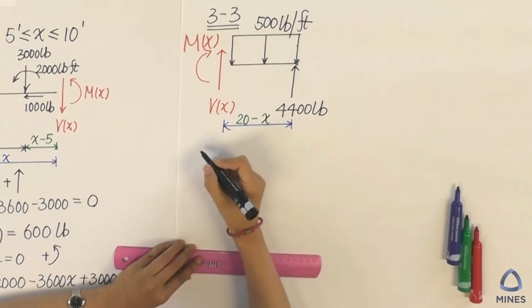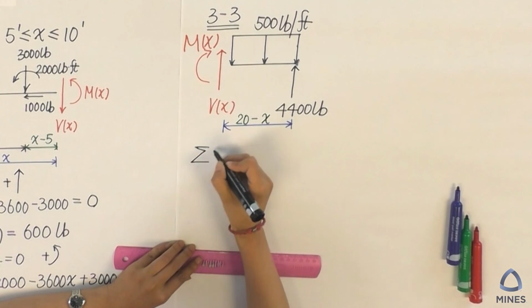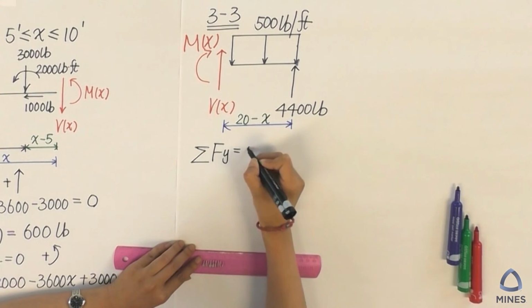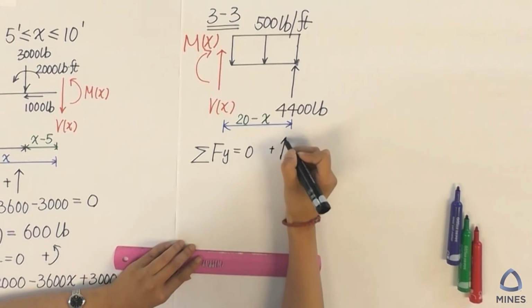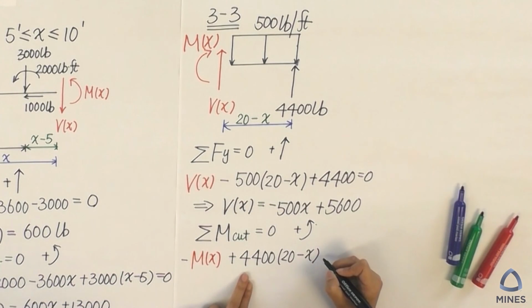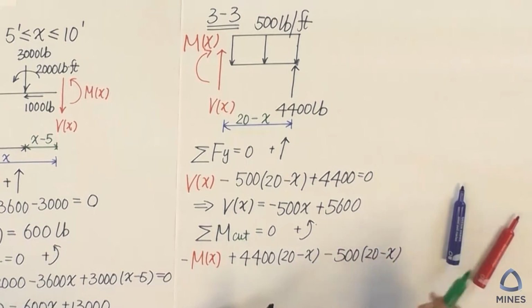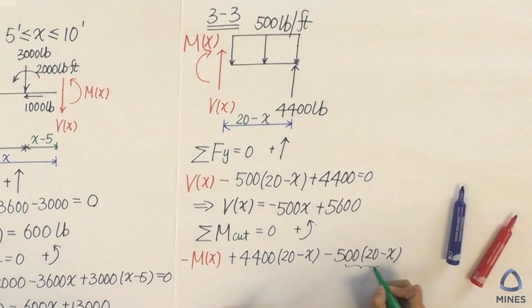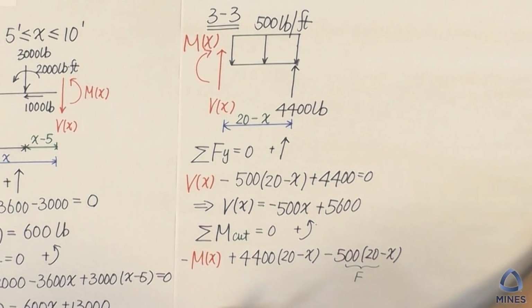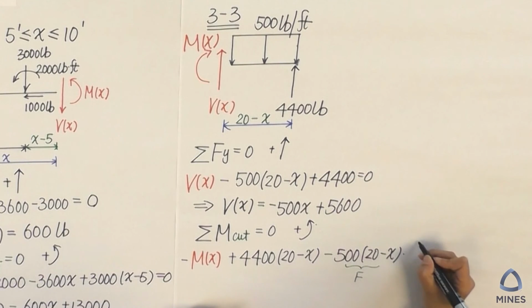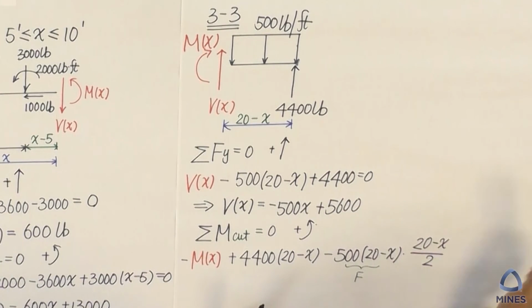So now we do the same thing. Try to obtain the shear moment function by the equilibrium equation. So we have to be very careful here for the uniformly distributed load. So remember, 500 multiplied 20 minus x here is only represent the force. We have to find out the distance. So that's going to be half of the cutting length.